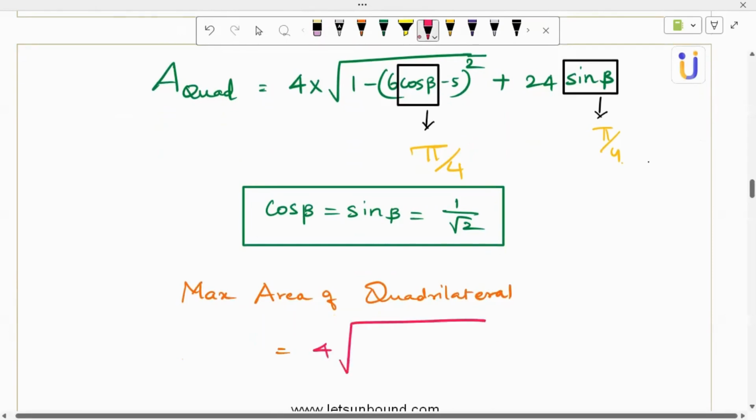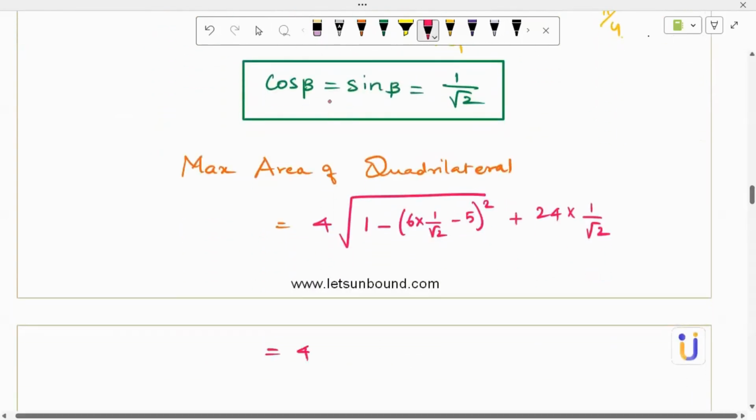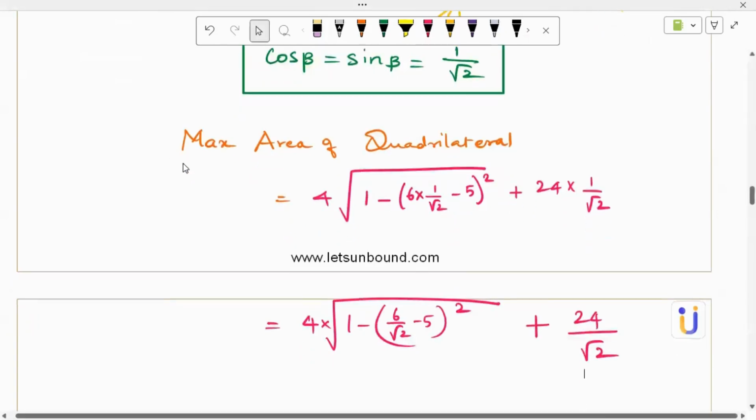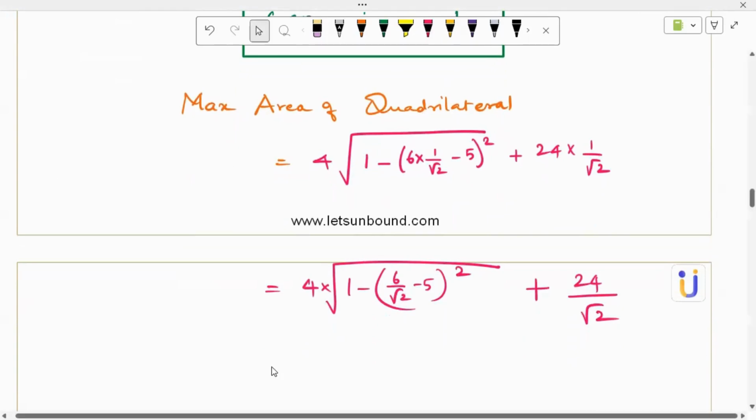It is equal to 4 times square root of 1 minus (6 times cos beta, which is 1 by root 2, minus 5) the whole square, then plus 24 times sine beta, which is 1 by root 2. Simplifying it further, directly you can use a calculator. That is totally good. Let's simplify. 4 times, it's not like 4th root, 4 times the square root of 1 minus (6 by root 2 minus 5) whole square, plus 24 by root 2. Now, this can be solved using a calculator. Let's switch to the calculator page.